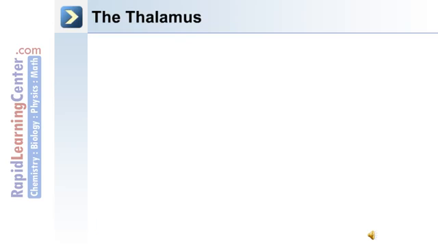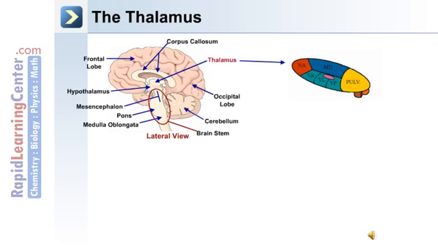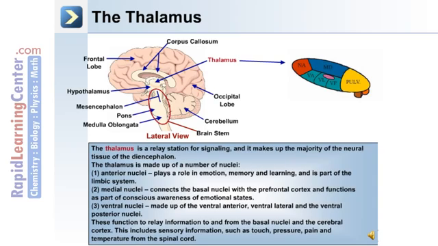Let's discuss the thalamus in more detail. As you can see in this lateral view, the thalamus is located in the midline superior diencephalon. The thalamus is a relay station for signaling. It makes up the majority of the neural tissue of the diencephalon. It's made up of a number of nuclei. The anterior nuclei, which play a role in emotion, memory, and learning, and this is part of the limbic system.